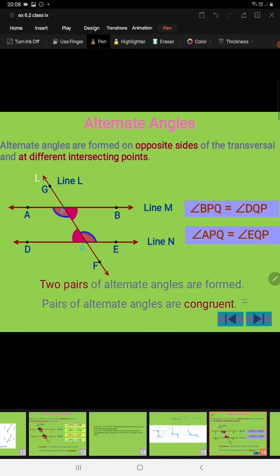Here, when I took the parallel lines to be vertical, then these are alternate interior angles. When line L and line M are parallel, this pink angle, angle BPQ, and angle DQP will both be equal, and APQ will be equal to EQP. Thus, the two pairs of alternate angles will be equal if the lines are parallel.